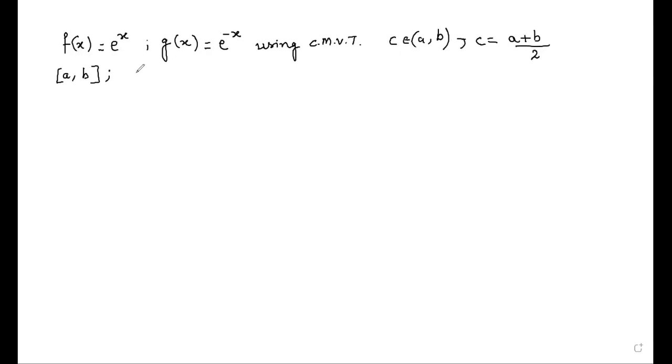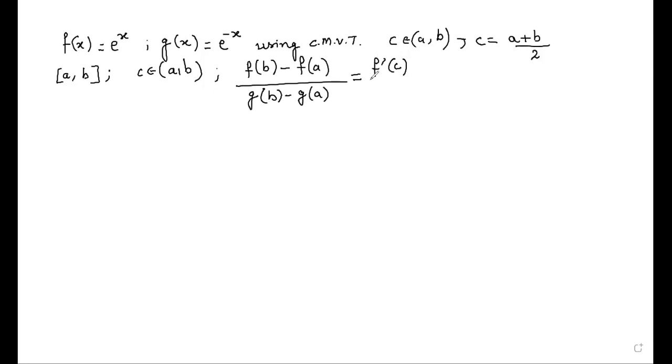Now how will C be obtained? C belongs to the open interval AB such that what condition will we have? (FB minus FA) divided by (GB minus GA) equals F dash C by G dash C. So let us now just replace the values in the expression.